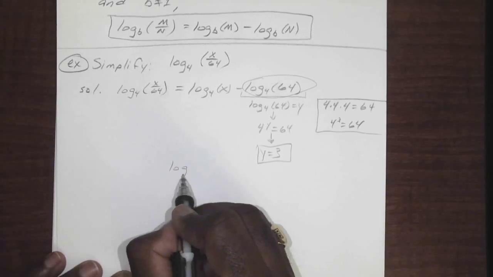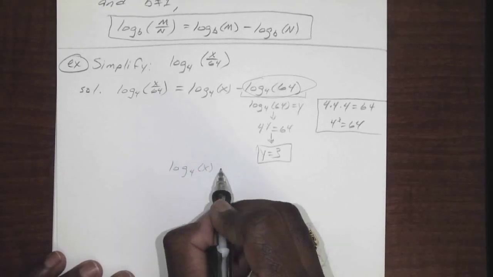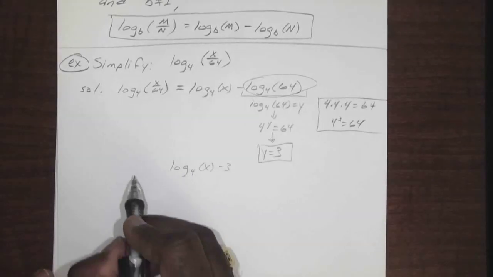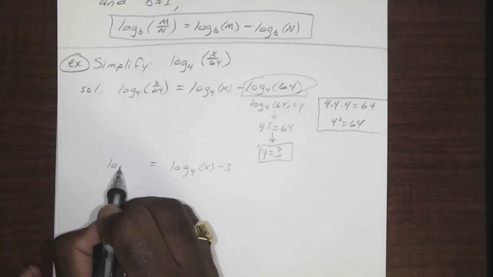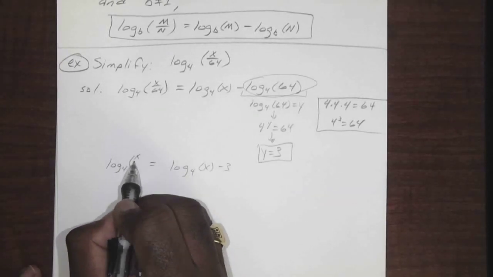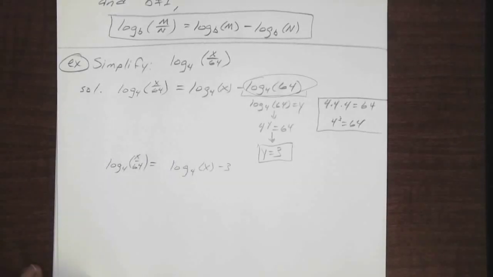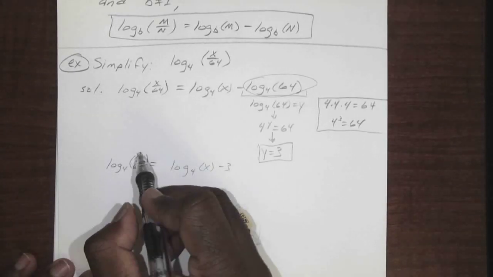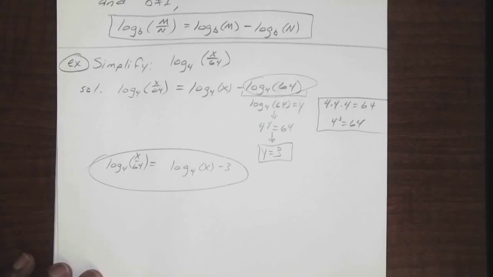So that gives us log base 4 of x minus 3, or log base 4 of x over 64 equals that. Okay, any questions on that one? All right, I'll leave that up there for a few more seconds.